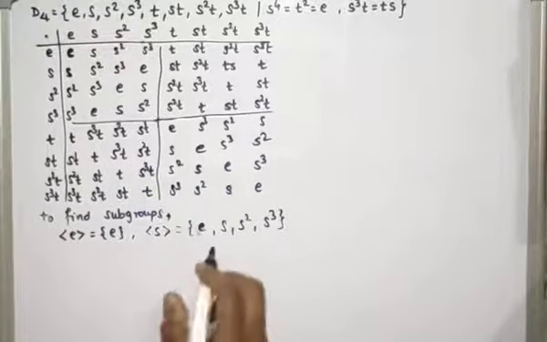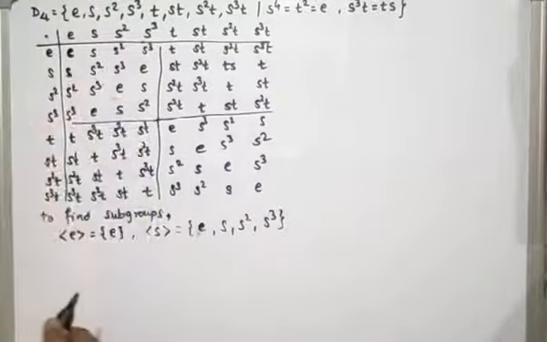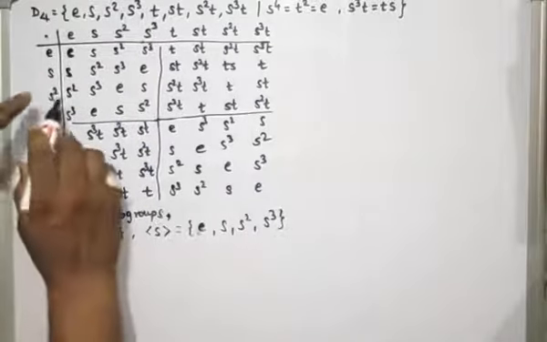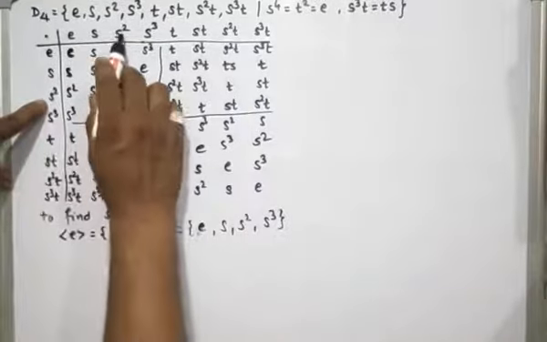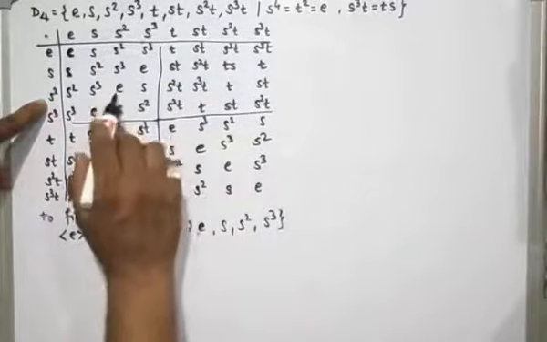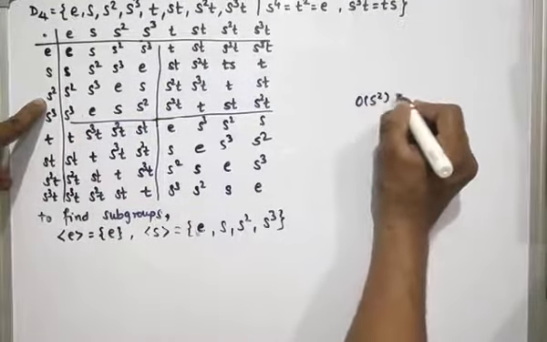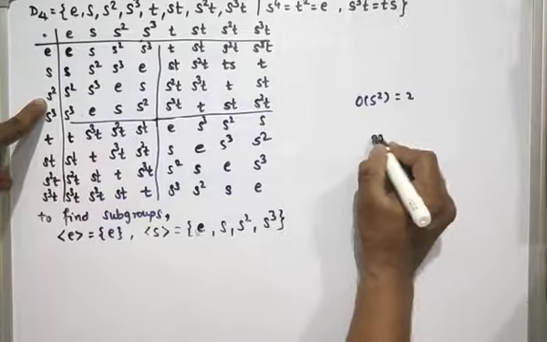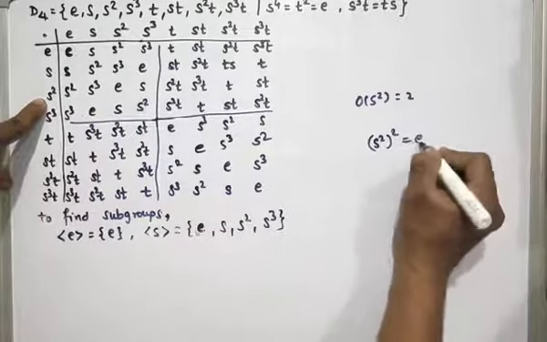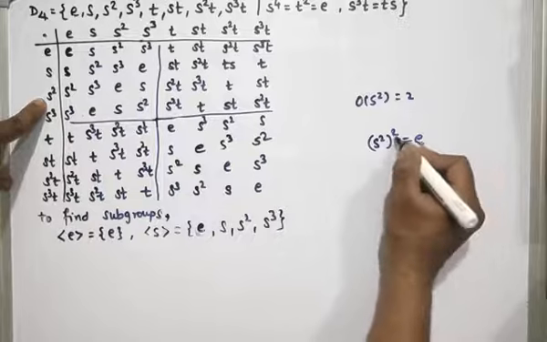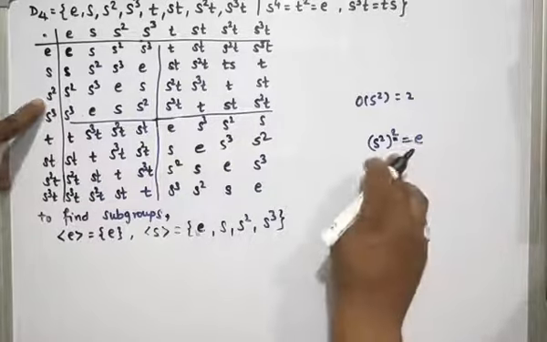Now next we will generate by S square. So what will we get? Here we have S square and S square. S square into S square is identity. So the order of S square is 2, because S square into S square is identity. So it has only 2 elements.